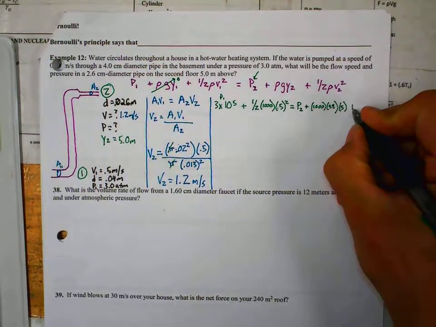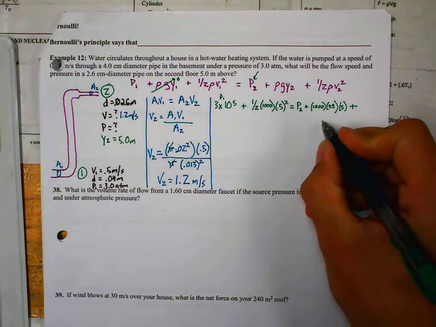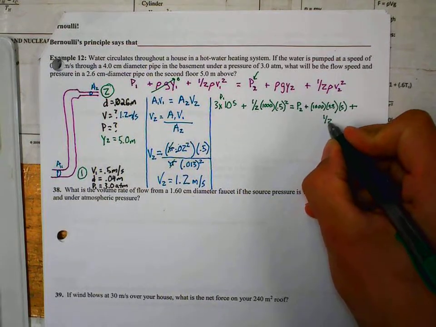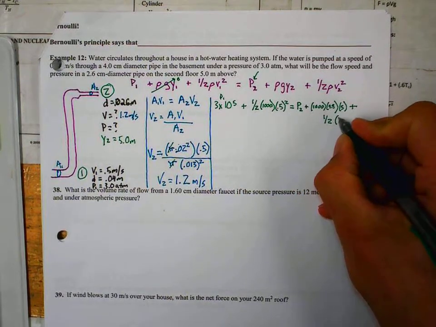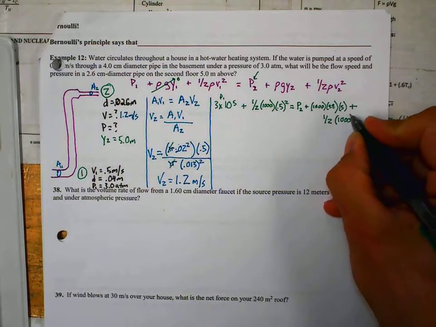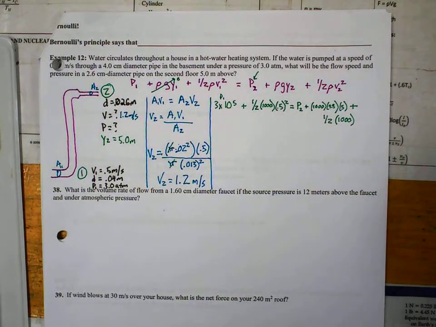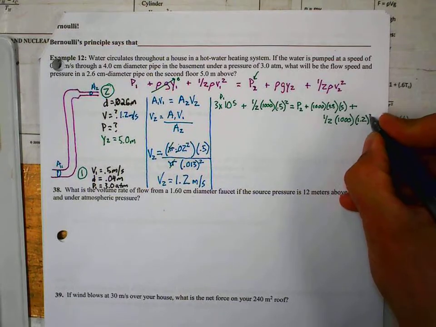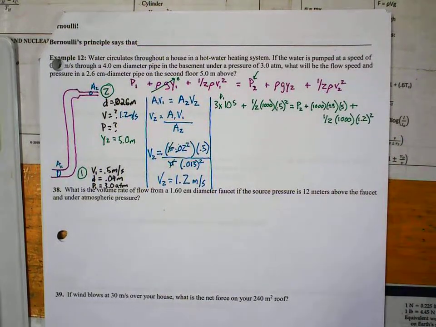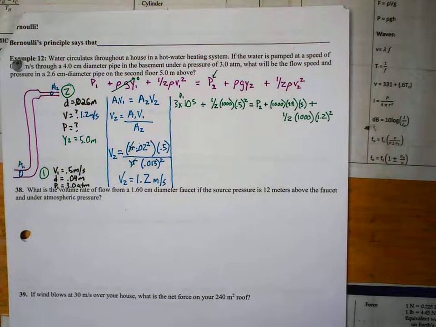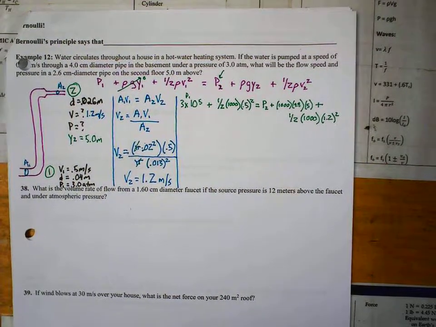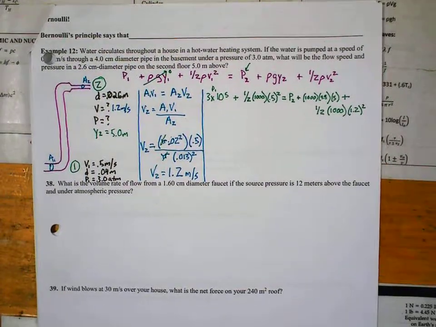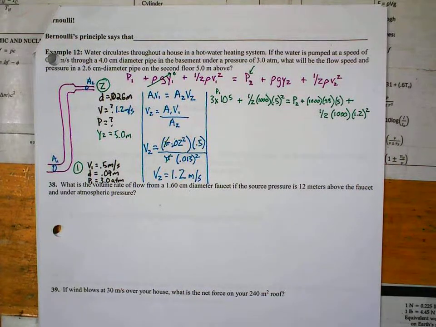Okay, then I'm running out of room. So I'm just going to put it down here. 1/2, another 1,000, V2 squared. Okay, we found V2 right here. It's 1.2. And we're going to square it. Okay, did I mess anything up? Okay, I think it's good to go. Alright, now it's just some number crunching. So let's throw that into our calculators and see what we get.